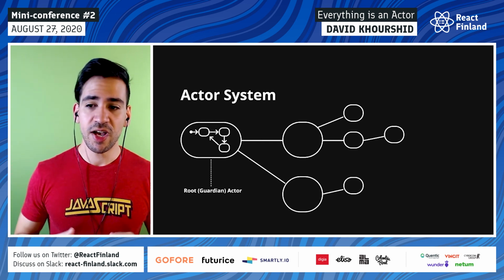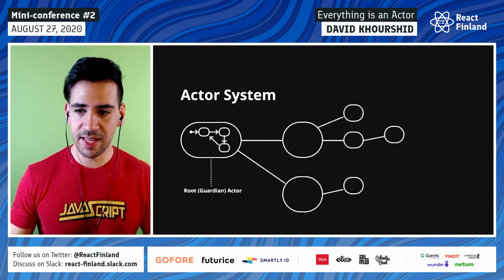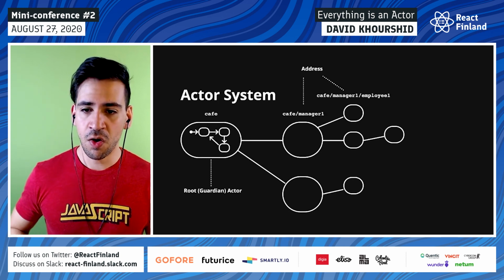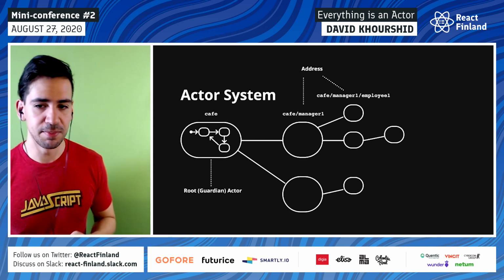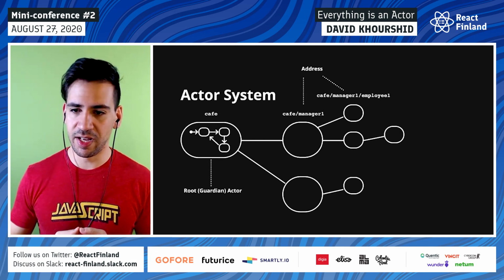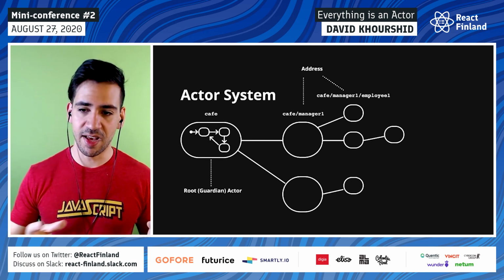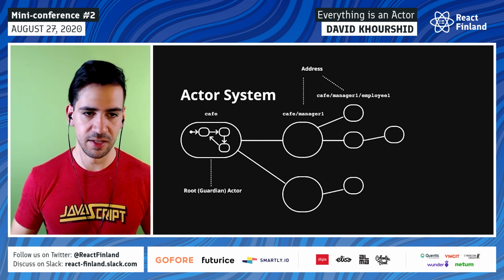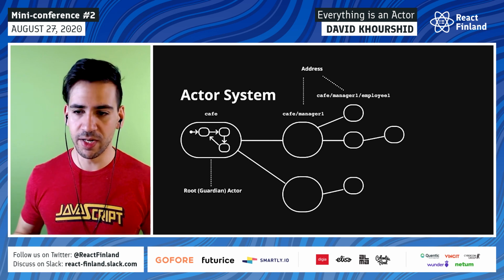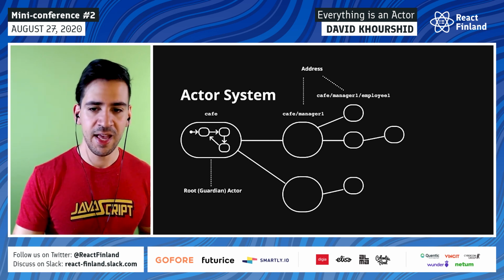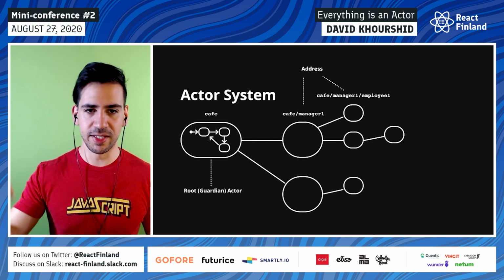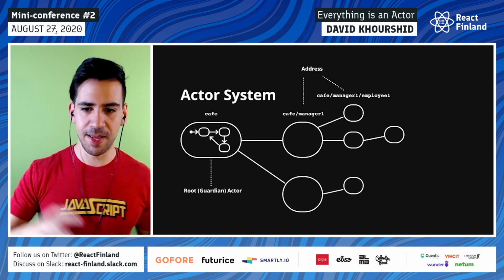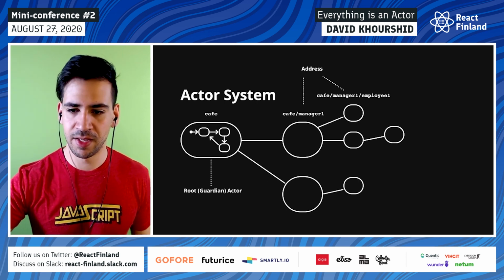And so each actor has a unique address that identifies it. For simplicity, in some actor model implementations, this actor address represents the hierarchical path to the actor. For example, over here, Cafe Manager 1 is a child of Cafe, and Cafe Manager 1 Employee 1 is a child of that Manager 1 parent actor.